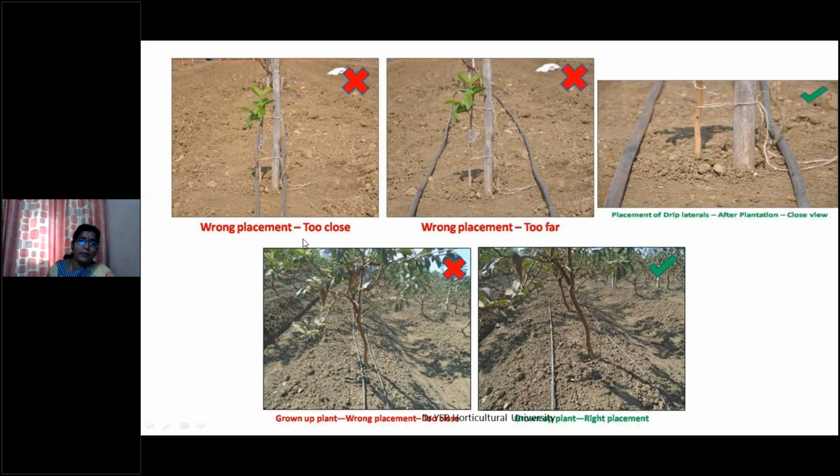While giving drip irrigation, the placement of the laterals is also very important. At the time of planting, the drip laterals should not be too close or too far, and we have to give 15 to 20 centimeters while laying the drip laterals. Whereas for an established orchard or grown-up plant, here also we cannot place the drip laterals near the trunk. Because as the feeder zone is increasing, we have to spread the laterals towards the drip zone so that there will be better distribution of the water.